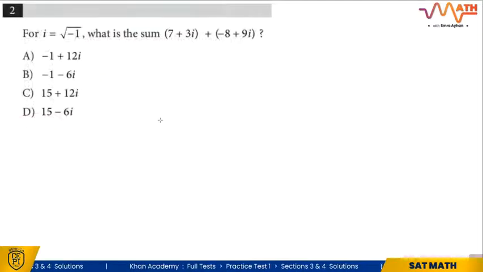Second question, for i equal to square root of -1, what is the sum of the given expression? As we learned before, when we work with imaginary numbers, we simplify expressions as the algebraic expression. So here, 7 minus 8 will be -1, and 3i plus 9i will be 12i. So the answer is A.